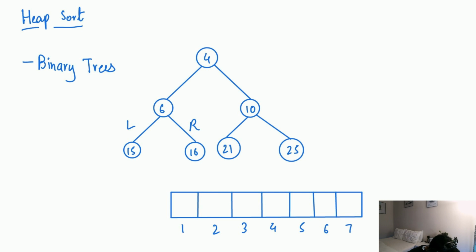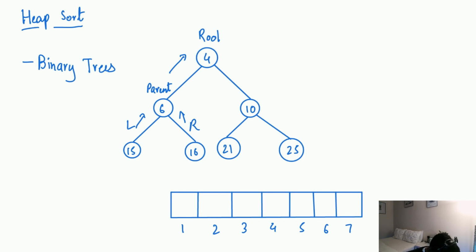The node above the left child and the right child is known as the parent node. Each child can have parent nodes. However, the starting of the binary tree is called the root node.